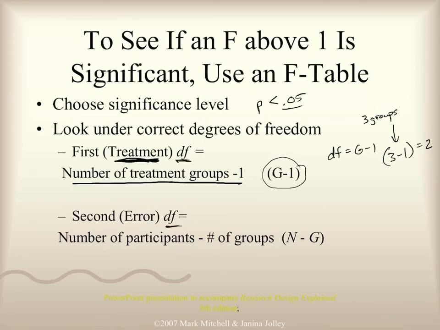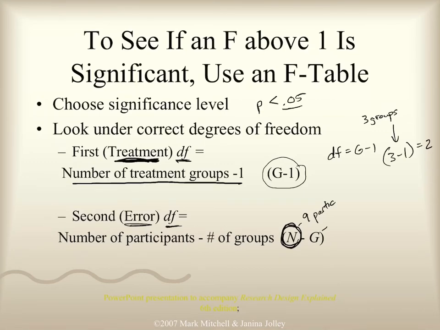The second degree of freedom is called degrees of freedom error, or sometimes called DF within groups. Now for this, the way that we calculate this degree of freedom is we take the total number of participants in our study. So let's say for our earlier study, drug A, drug B, drug C, we had 3 people in each group, which led to a total of 9 participants.